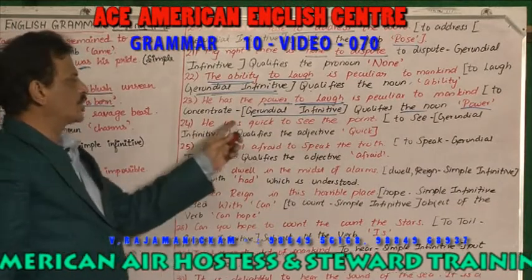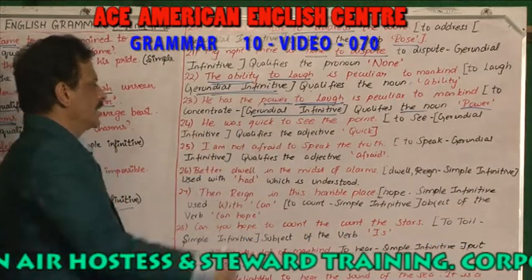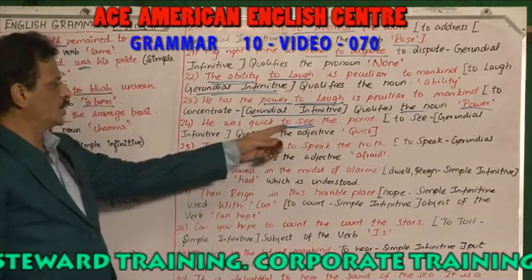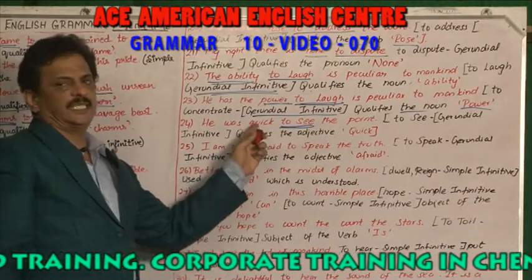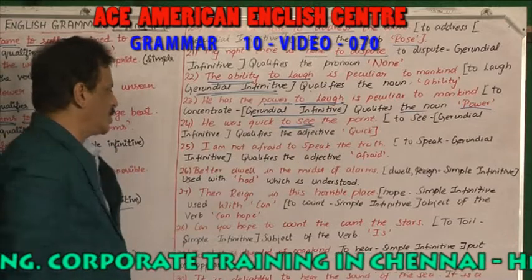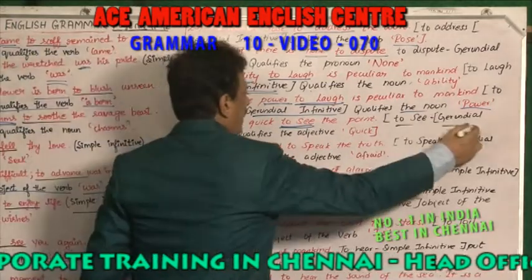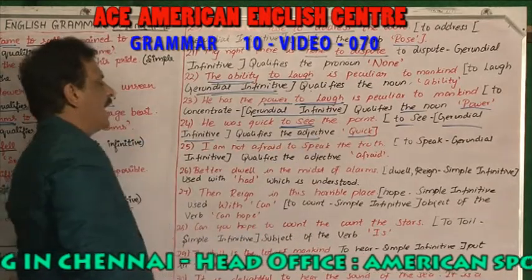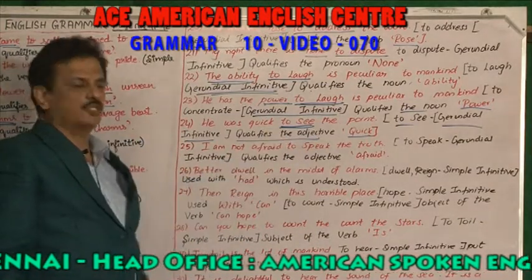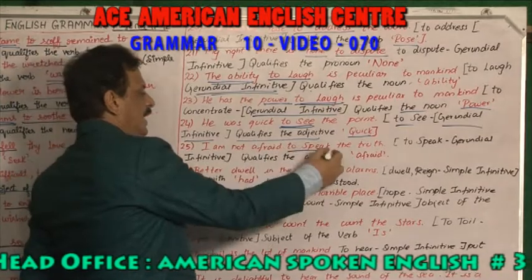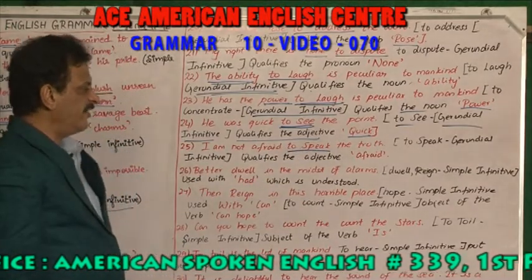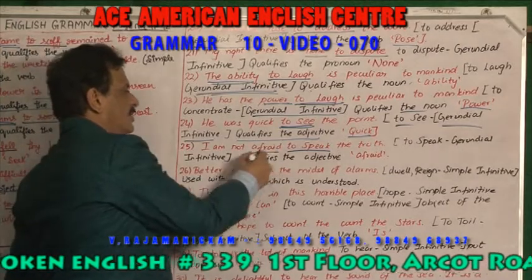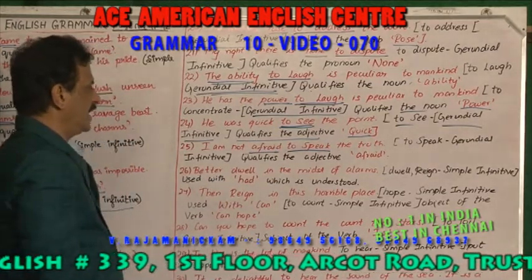Next, he was quick to see the point. So this 'to see' qualifies the adjective 'quick'. It is a gerundial infinitive. I'm not afraid to speak the truth. 'To speak' is an infinitive which qualifies the adjective 'afraid', so it is a gerundial infinitive.